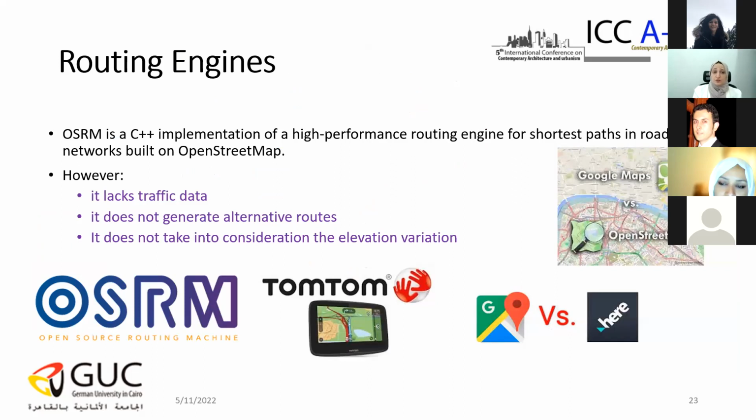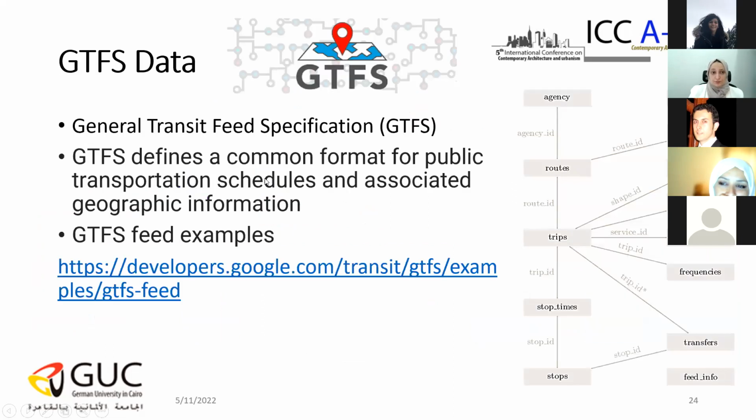So we compared different routing engines. There was TomTom, Google, OpenStreetMap, and we found that the most open one for programming, as an open source, is OpenStreetMap routing maps, and it has some limitations that I will discuss later on.